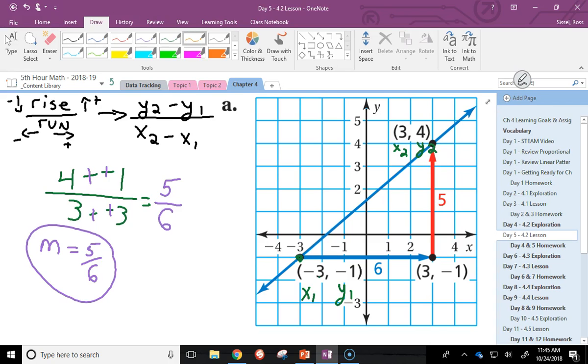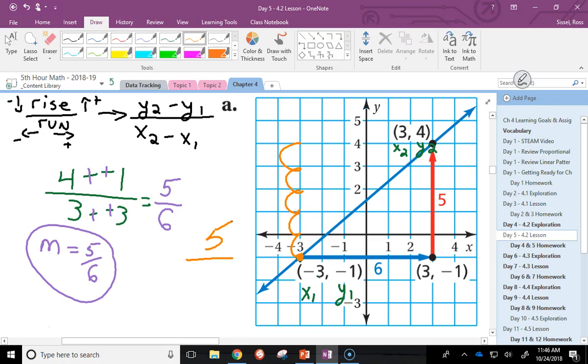An easier method is to start at my first point and find the rise, the top of the fraction. I'm going to go from this point to this point, and I can only go straight up and then straight over. So I'm going to count how many squares I have to go up. 1, 2, 3, 4, 5. I'm on that same X line, right? So that took me 5.